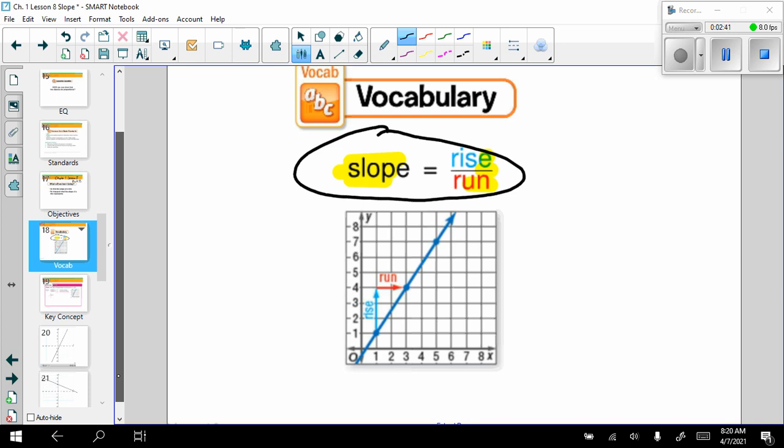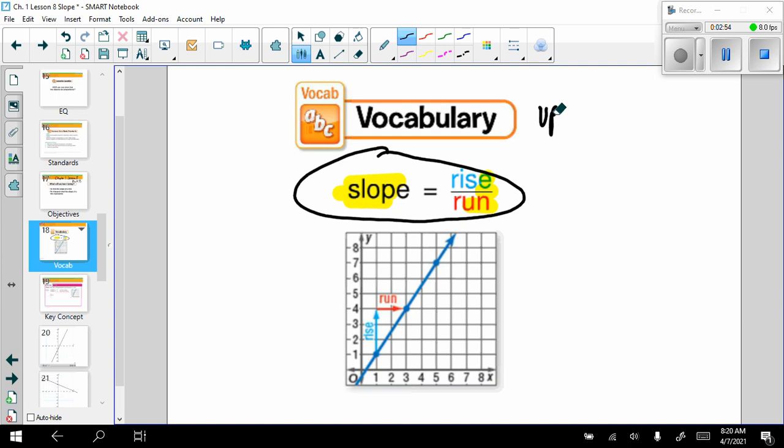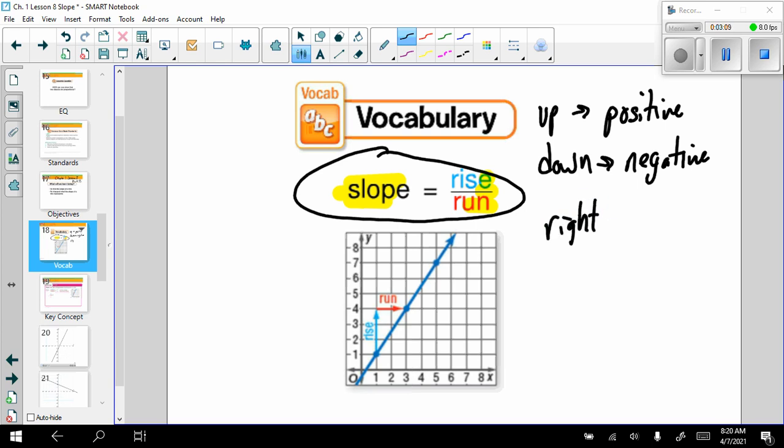So I do want you to copy some other things in your notes because depending on what direction we're moving on the graph will depend if our numbers are positive or negative or what have you. So if we move up on our graph, those are positive numbers. If we move down, those are negative numbers. If we move to the right on our graph, those are positive. And if we move to the left, those are negative.